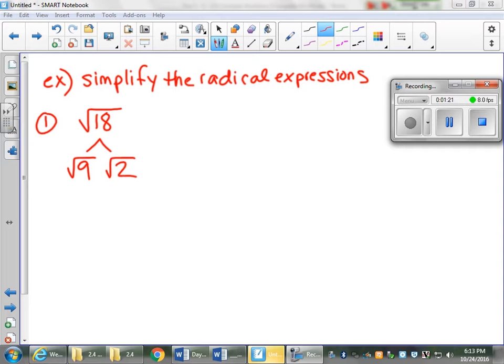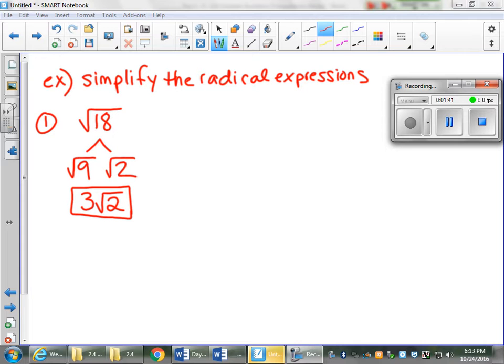So you're breaking apart radical 18 into radical 9 times radical 2 using something called the product property. From here, you take the square root of the perfect square to get 3 times radical 2, and 2 must stay inside the radical because the square root of 2 is a decimal. And when we're simplifying, we don't want decimal results.